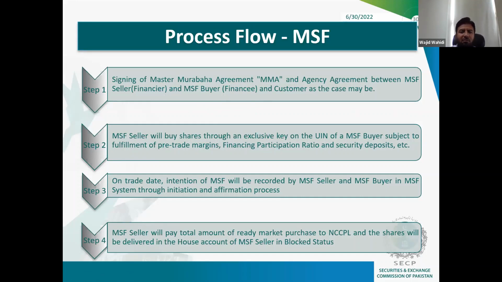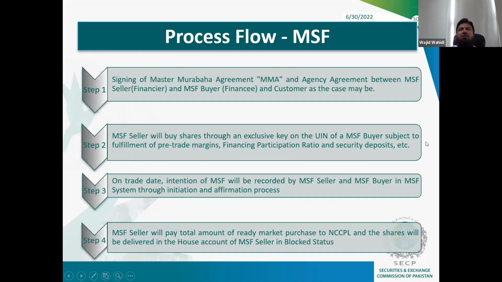Once the master Murabaha agreement and agency agreement are signed between the financier and financee, that is the bank and customer. Basically, Murabaha share finance is the replica of margin financing. This is a disclosed transaction, and the financier and financee know each other. So the agreement between the financier, broker, and the client can be executed physically. The MSF seller is the financier and the MSF buyer is the investor. The MSF seller will buy shares through an exclusive key on the UIN of the MSF buyer, subject to fulfillment of pre-trade margins, financing participation ratio, and security deposit.